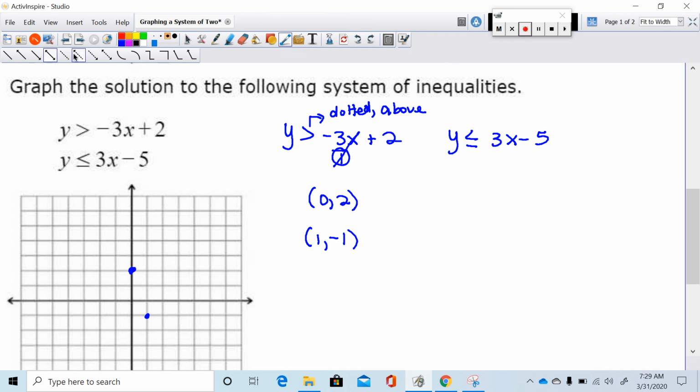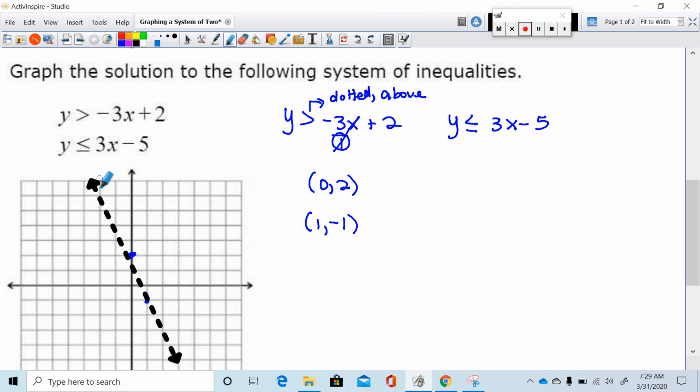So a dotted line, and above means on top of the line. So I'm going to shade it over here. Okay, the next one. This is underlined, so I am going to use a solid line to graph it. And less than means below the line. Make your first number a fraction.